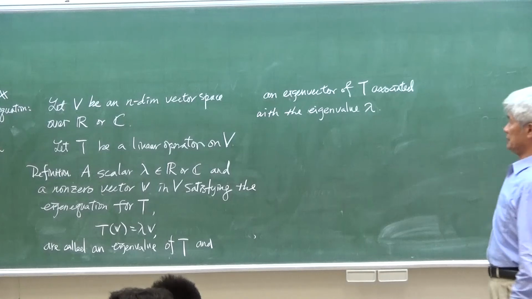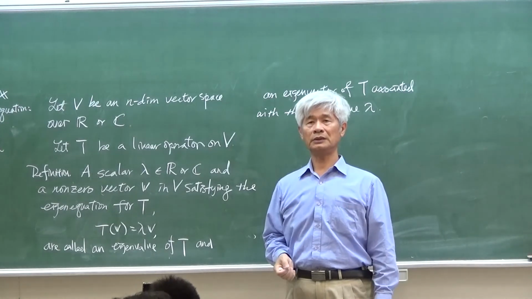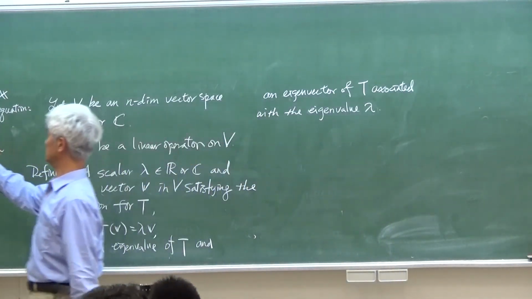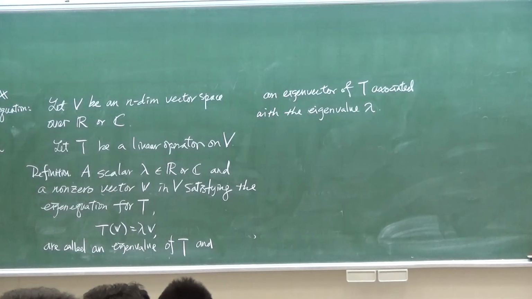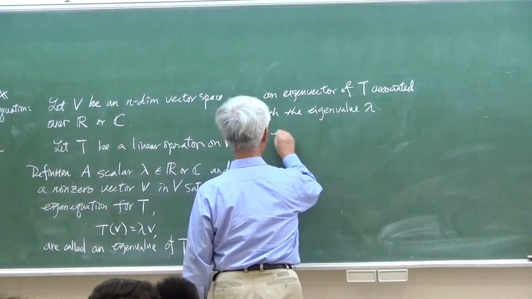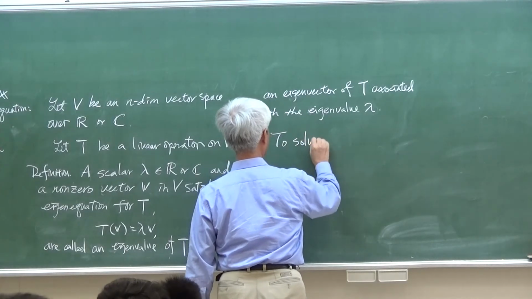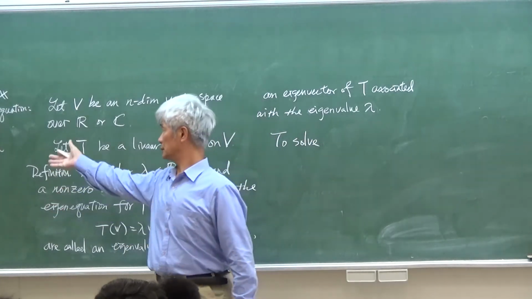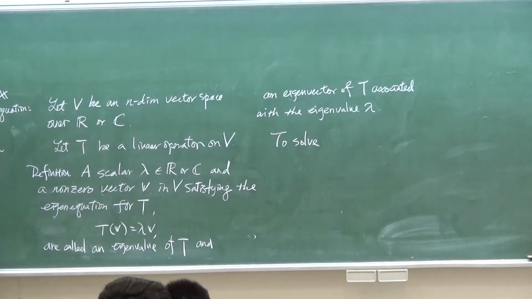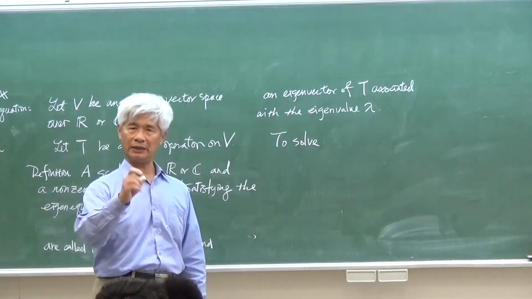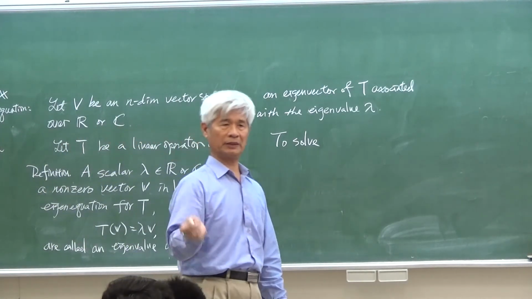Now we have definitions, but how do we solve? How do we solve the eigenequation? Right, so to solve the eigenequation for a linear operator T, we have to use the matrix. It's a numerical method. For computation, we have to use the numerical method.